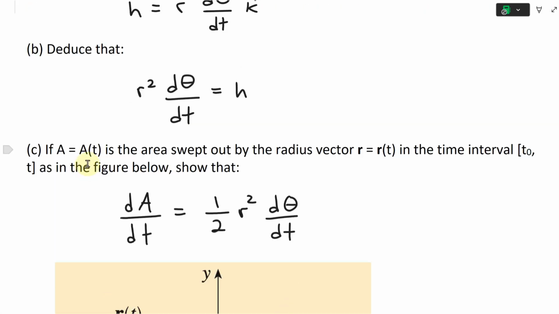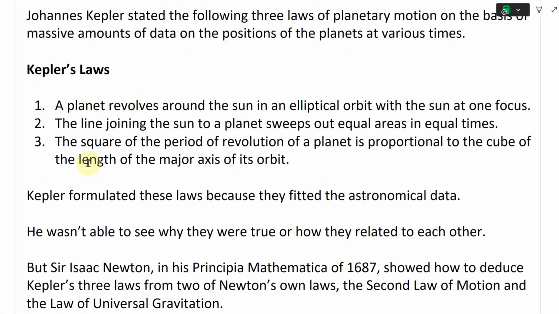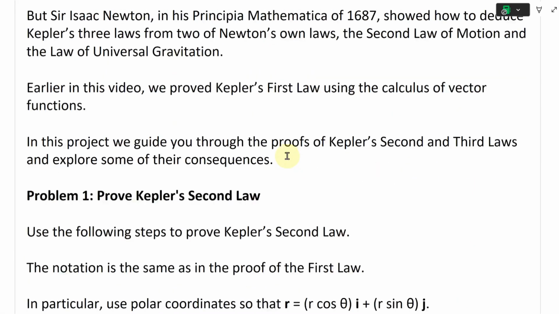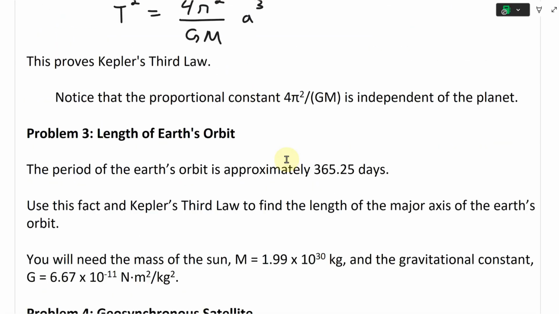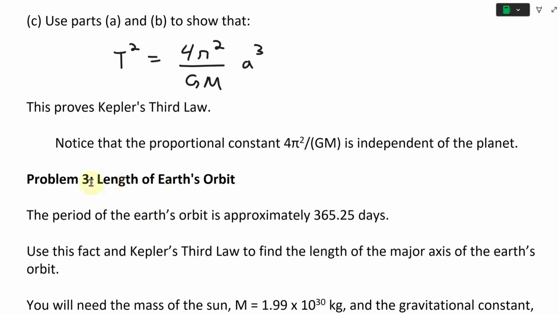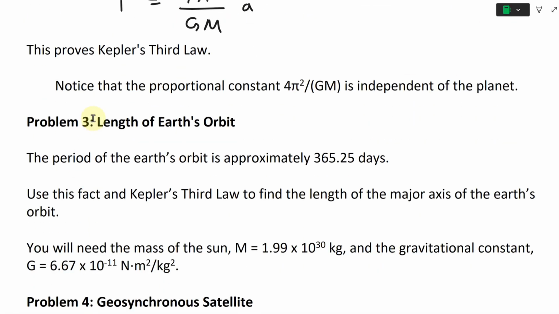And let's go back over to that third law. Read it out. The square of the period of revolution of a planet is proportional to the cube of the length of the major axis of its orbit. That's fascinating stuff there. And now let's read out problems 3 and 4.